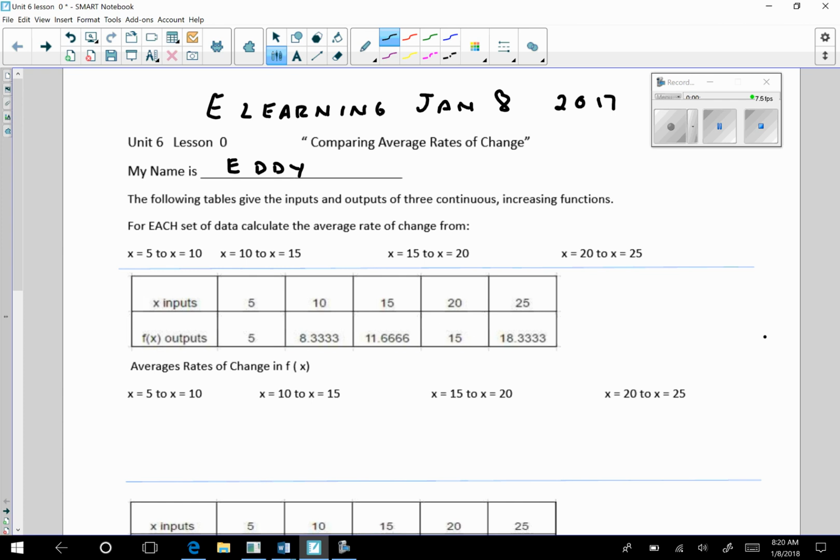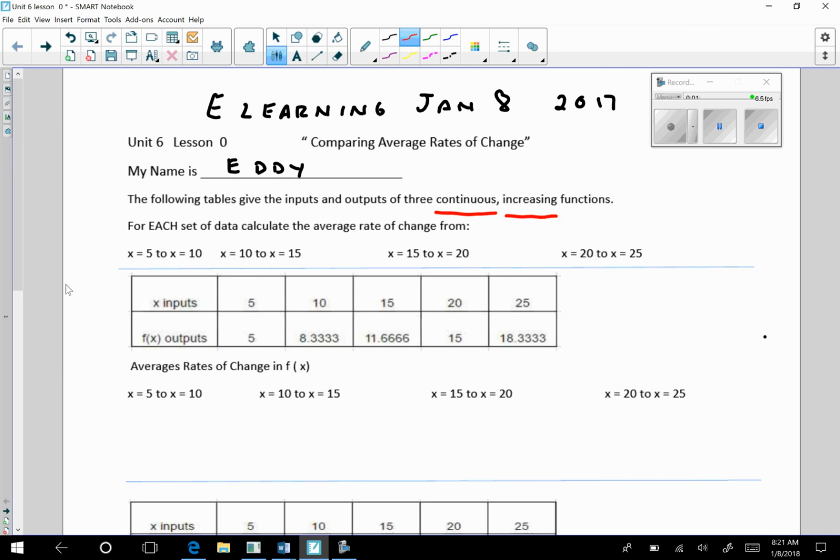So the first thing we have here: the following tables give the inputs and outputs of 3 continuous increasing functions. For each set of data, what we want to do is calculate the average rate of change from 5 to 10, from 10 to 15, from 15 to 20, and from 20 to 25. So we're going to have 4 numerical values for each set of data.